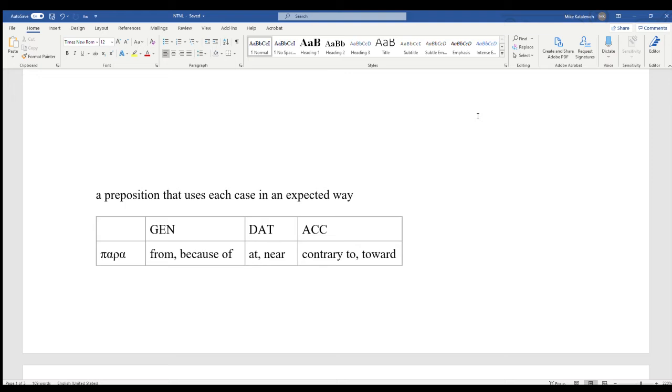And in a sense, its basic meaning with each case is the thing that case normally means. So it's motion from with the genitive, motion toward with the accusative, and location at with the dative. And then, metaphors take over and you get things like because, since we think of an effect as coming from its cause, or contrary to, because if you're marching an army, you're marching toward something and you're contrary to it, things like that.